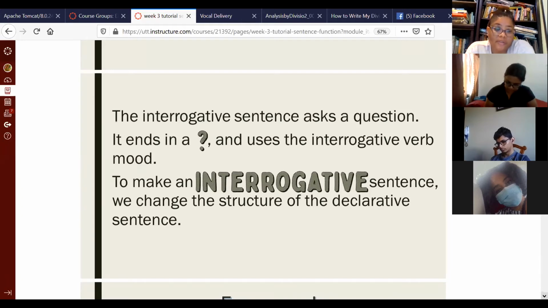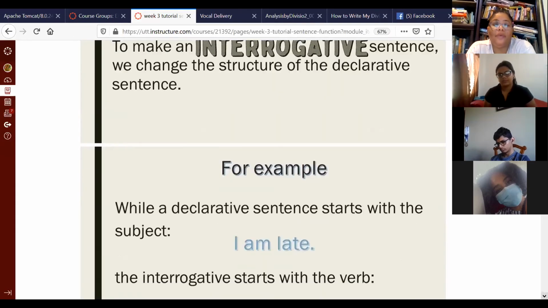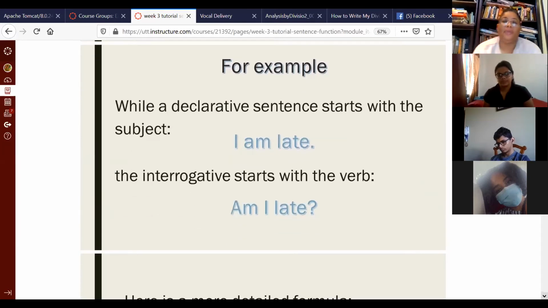uses what we call the interrogative verb mood. So usually when we're asking a question, we change the structure of the sentence. And so you would find word placement would be slightly different. So a declarative sentence, I would say, I am late. In the interrogative, I am switching the verb and in this case pronoun. Am I late? Right? So usually when we're doing an interrogative sentence or asking a question, you would find that the structure is a bit different than a declarative, right?